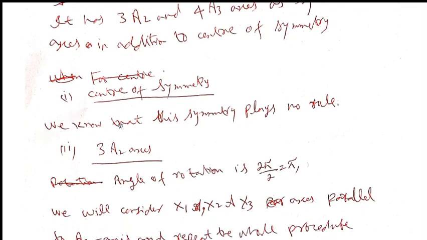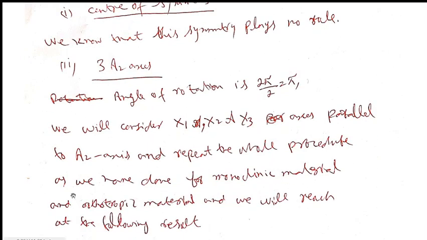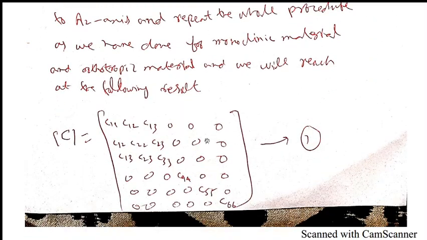Now first, the center of symmetry, we know that this symmetry plays no role. 3A2 axes mean the angle of rotation is this, and you will take the x1, x2 and x3 axes parallel to the A2 axes. A2 means 2 pi by 2, and repeat the whole procedure as we have done for monoclinic and orthotropic material. So when you apply 3A2 axes, you reach the result of orthotropic, which is this equation number 1. Here we have 9 independent components. Up to here we have applied the 3A2 axes, x1, x2 and x3.